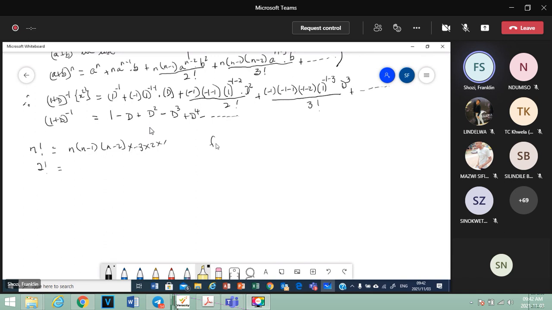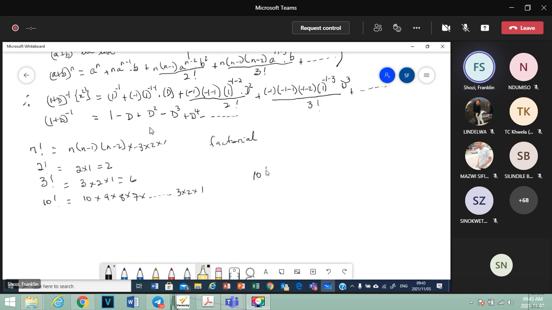So if I say 2 factorial, it means it's 2 times 1, which is 2. Now, if I've got 3 factorial, it's 3 times 2 times 1, which is 6. If I've got 10 factorial, it's 10 times 9 times 8 times 7 and so on, down to times 3 times 2 times 1. I can even simplify a factorial.